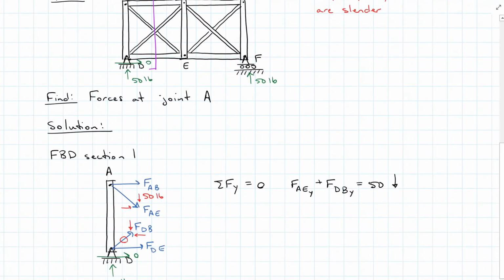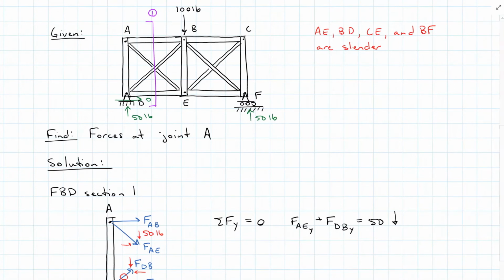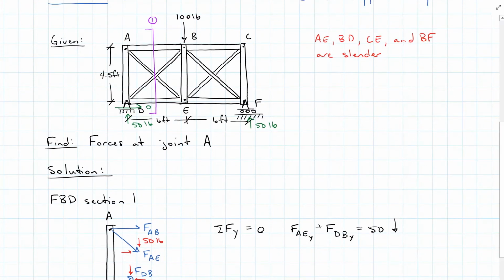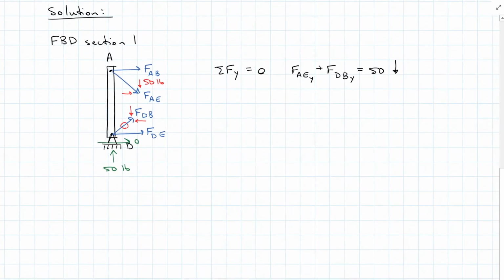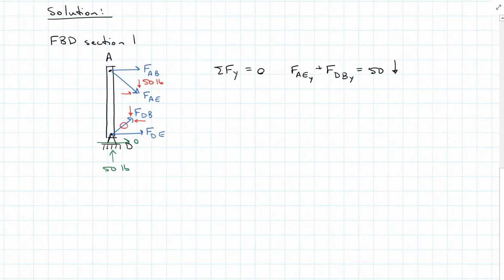Now, I don't think I put distances on here. Nope, surprise. So if I come back here and put distances on that, my entire truss is 4.5 feet tall and 6 feet wide, then I can come down here and set up similar triangles. So I have 50 in the Y direction over the X direction of force AE is equal to 4.5 in the Y direction over 6 in the X direction for my lengths.